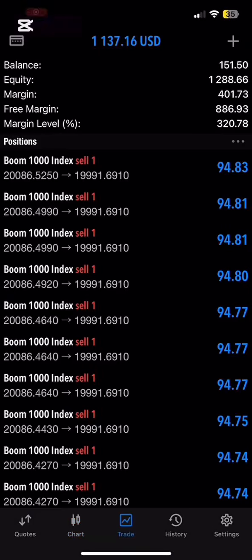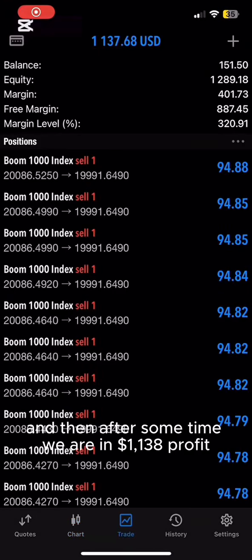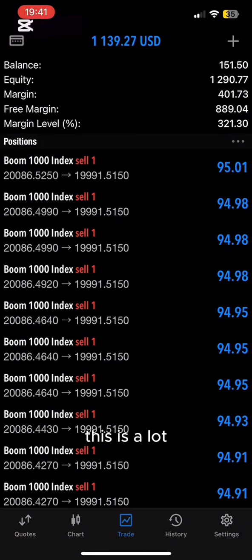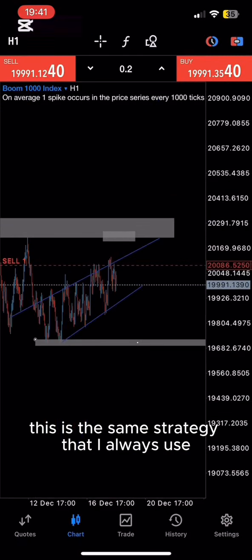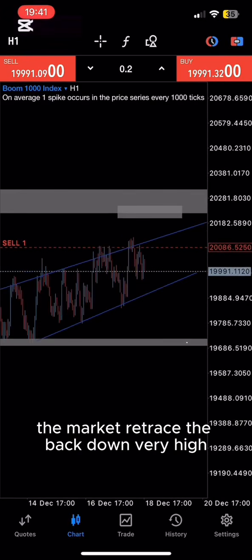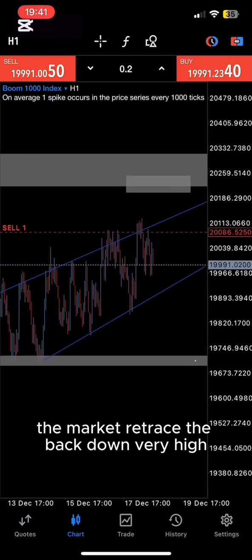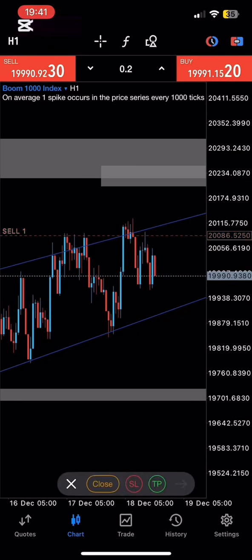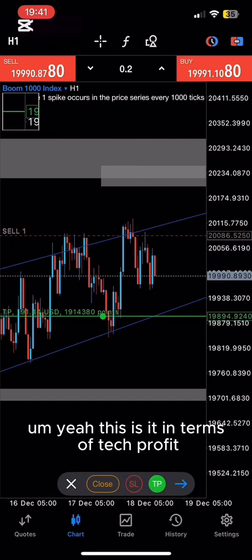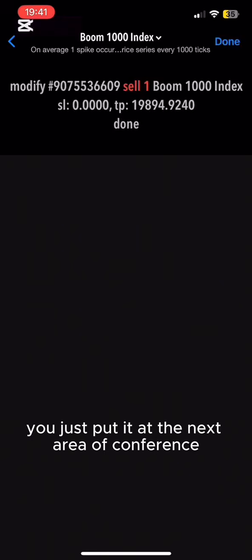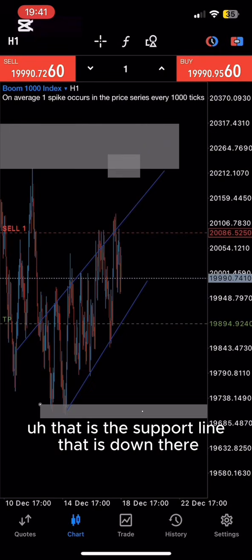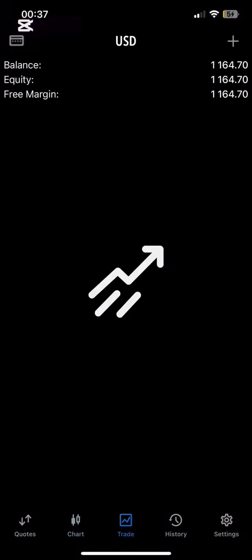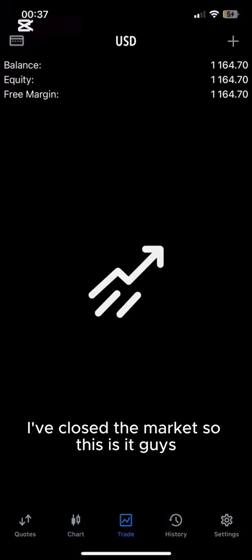Let's see. And then after some time, we are in $1,138 profit. This is a lot. I don't even know what to say about this one. This is the same strategy that I always use. As you can see, the market retraced back down. In terms of take profit, you just put it at the next area of confluence. That is the support line, that is down there. And then I've closed the market.